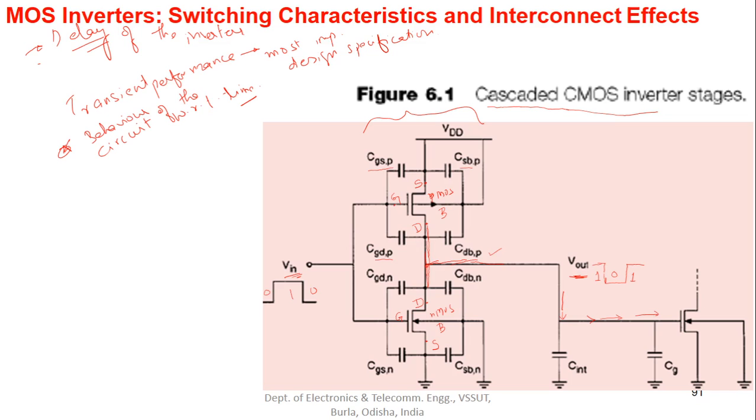And similarly when we go for the NMOS device, we will have a capacitance between the gate and drain, CGDN, and a capacitance between gate and source for NMOS, CGSN, and a capacitance between drain and body, CDBN, and between source and body, CSBN. So these are the 4 capacitances associated with the NMOS, and the 4 capacitances associated with the PMOS. The upper one is PMOS, the lower one is NMOS, right?